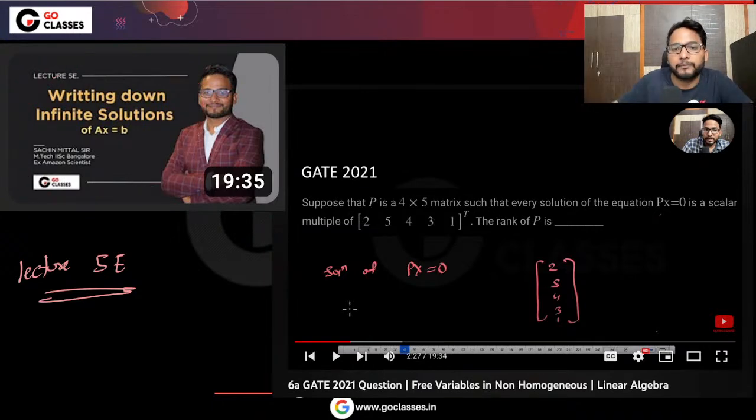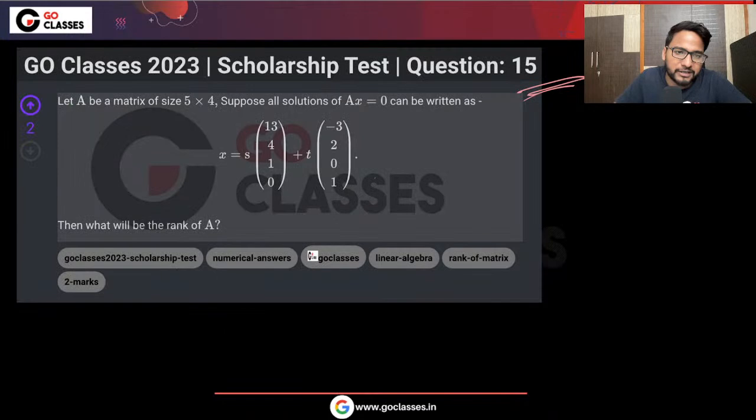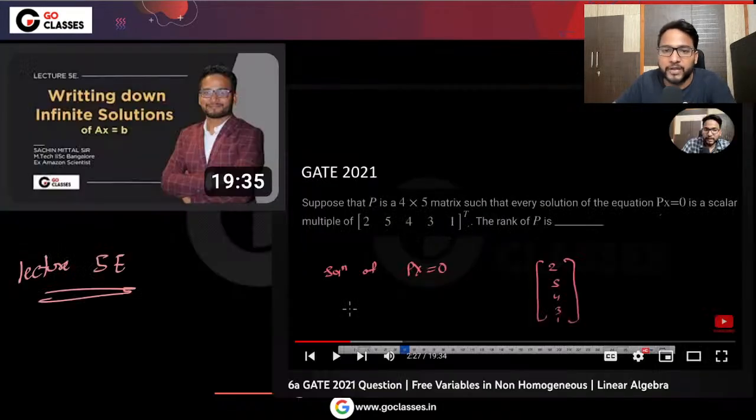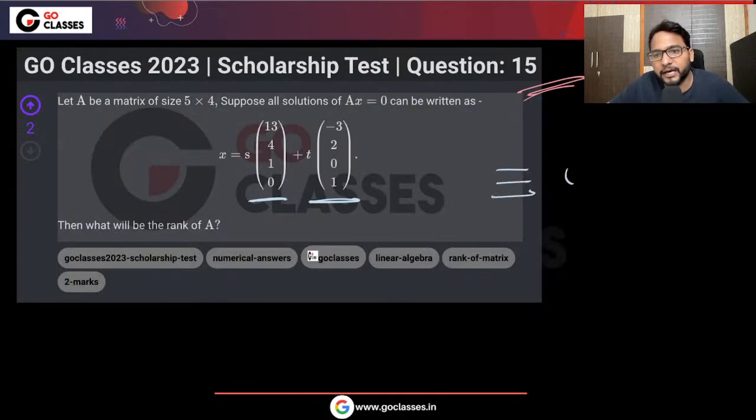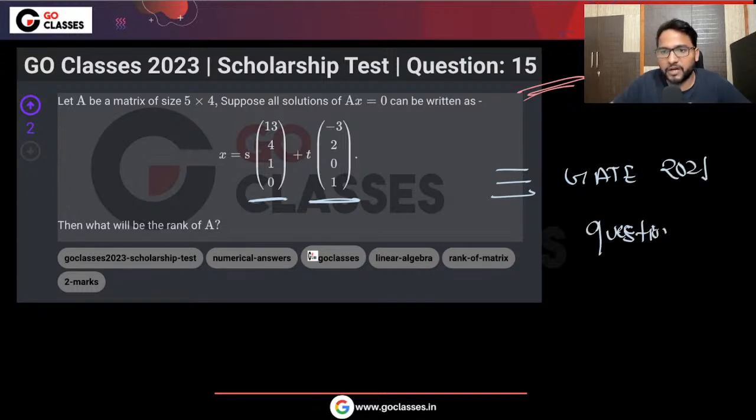Okay. So basically this GATE 2021 question and the question that we have asked here are almost the same. I won't even say that there is a slight difference. The slight difference is just because we have 2 vectors here and they have just 1 vector there. Otherwise, this question that we have asked is the same as the GATE 2021 question.